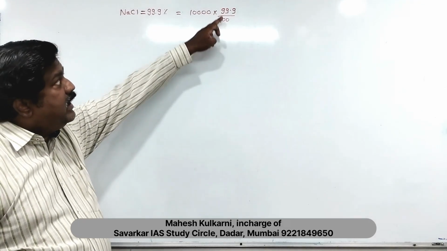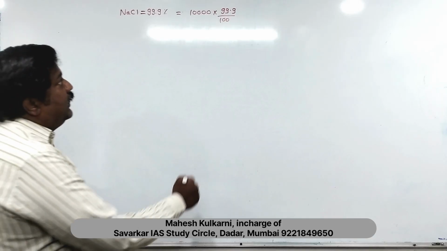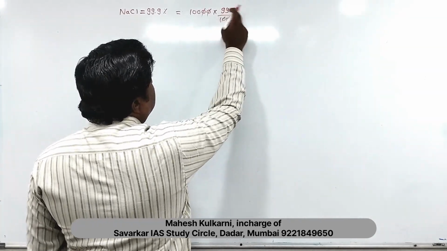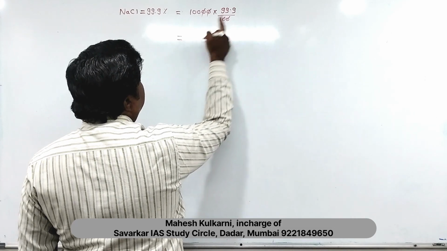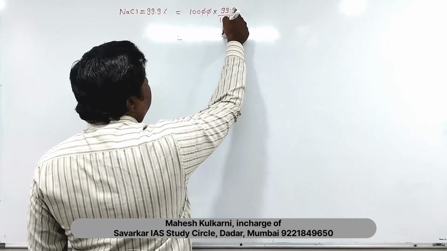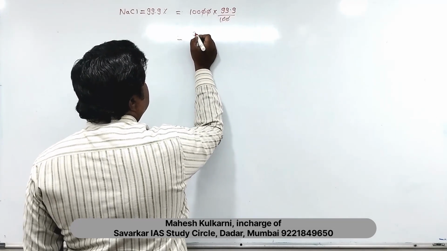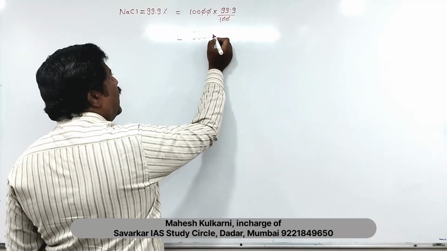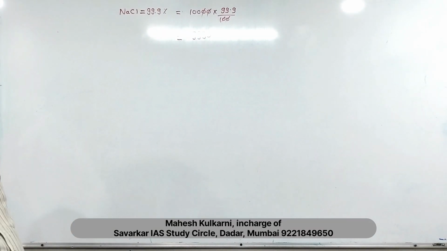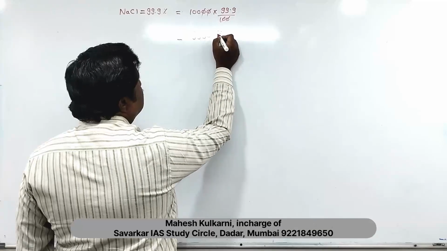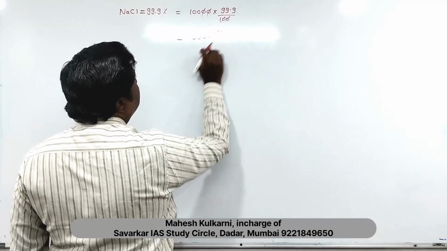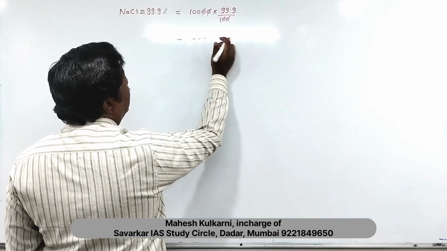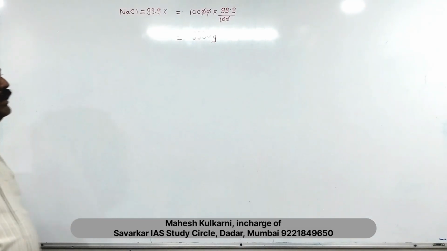So per 100 it is 99.9. So I will remove 10, 10, 10, 10. So 99.9 multiplied by 100. So the decimal will be shifted one place and second place. So the answer is 9990.0, but I will keep it as it is. So this must be in terms of gram, because we have already considered this in terms of gram. So I will write gram.